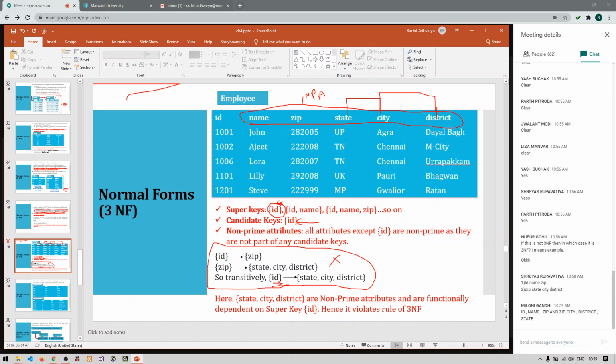Okay, so Shreyas has given me an answer: the first table will have ID, name and zip, and the second table will have zip, state, city and district. Okay, good. Miloni has given me the answer ID, name, zip and zip, city, district and state. So have you checked whether there is any transitive dependency on super keys in any of the tables, Shreyas and Miloni?